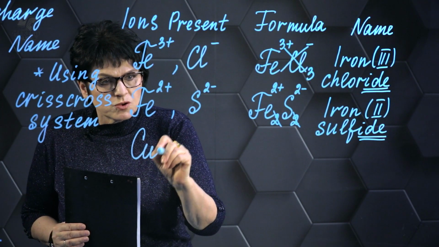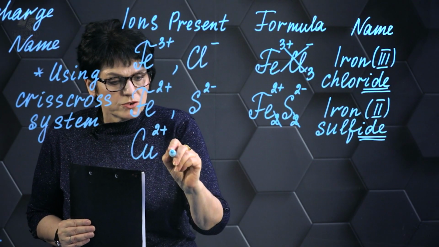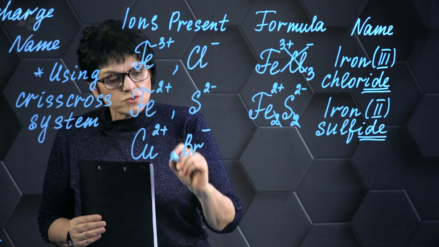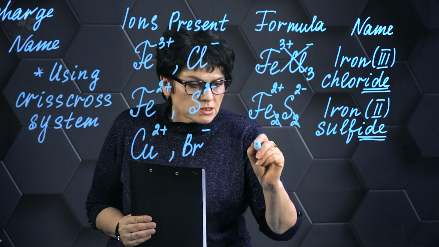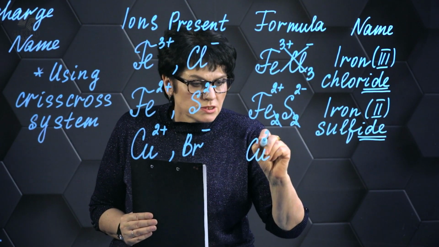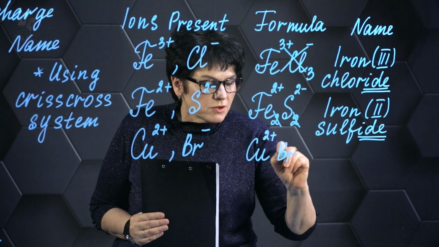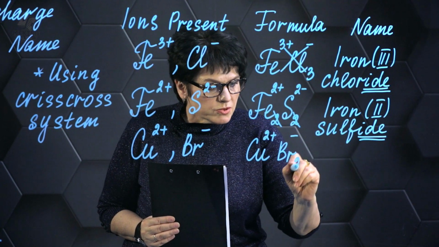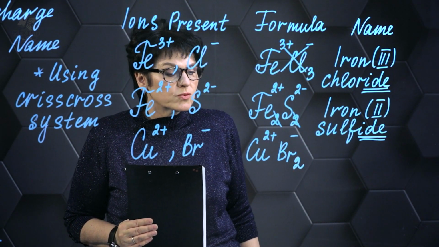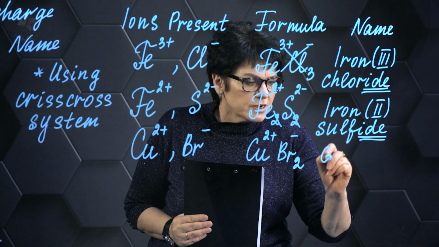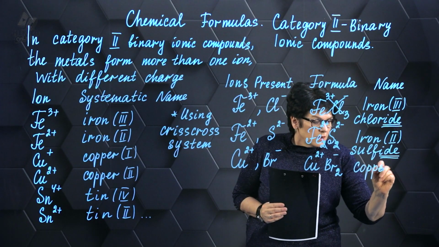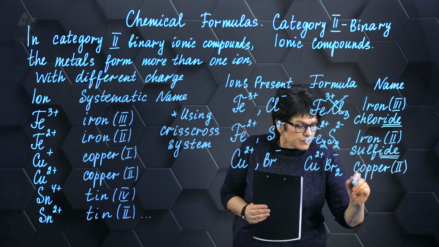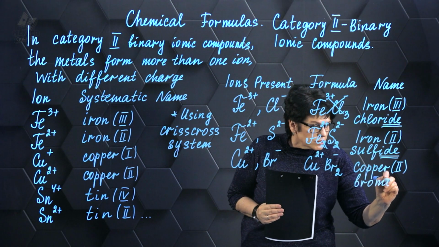For the next example, let's examine copper with a charge of positive 2 and bromine with a negative charge. Let us put together a formula. Copper is in first place, positive 2, and bromine will come in second place, negative. Then, using the cross rule, we'll end up with the formula CuBr2. What will it be called? The name for this substance will be copper(II) bromide. And the suffix ending will be exactly the same.